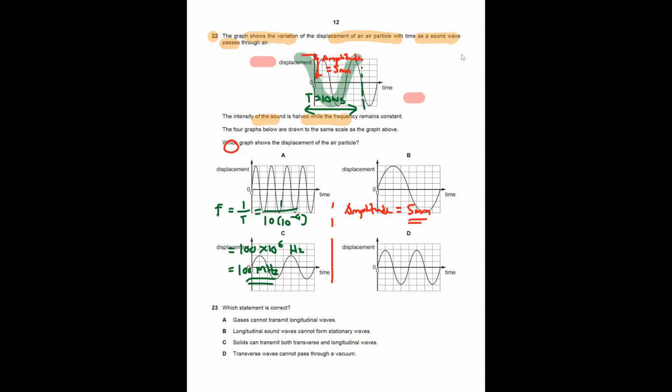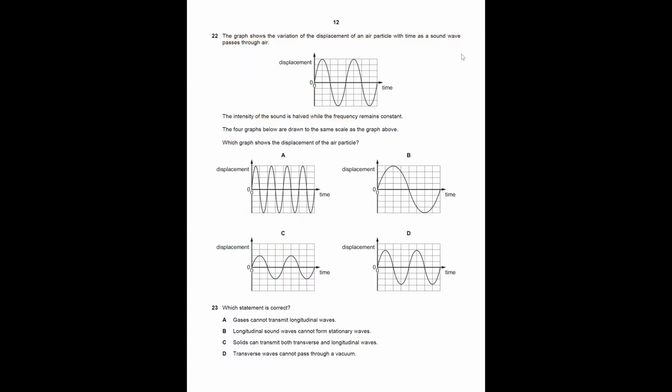Okay, so what about question 22? For question 22, this is what you have. The graph shows the variation of displacement of an air particle with time as a sound wave passes through the air. This is still a displacement time graph. From there, they mentioned that the intensity of the sound is half while the frequency remains constant. The 4 graphs below are drawn to the same scale as the graph above. Which graph shows the displacement of the air particle now?